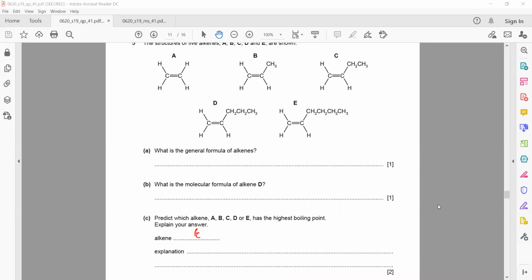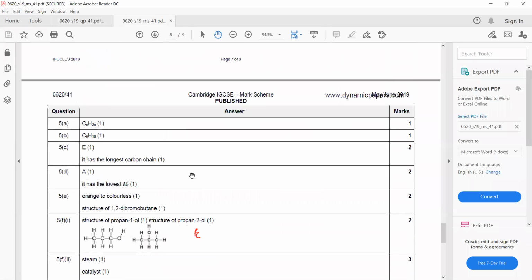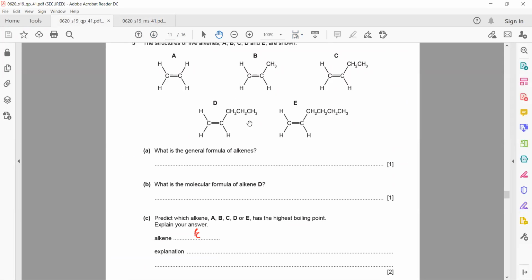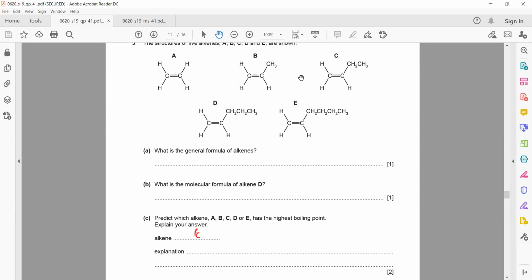An explanation: because it is having more electrons or greater number of particles. Or you can also mention the longest carbon chain. Increasing the number of the carbon in the chain increases the boiling point. But if more branches are there, then the boiling point decreases. So you can mention there are more carbon atoms.